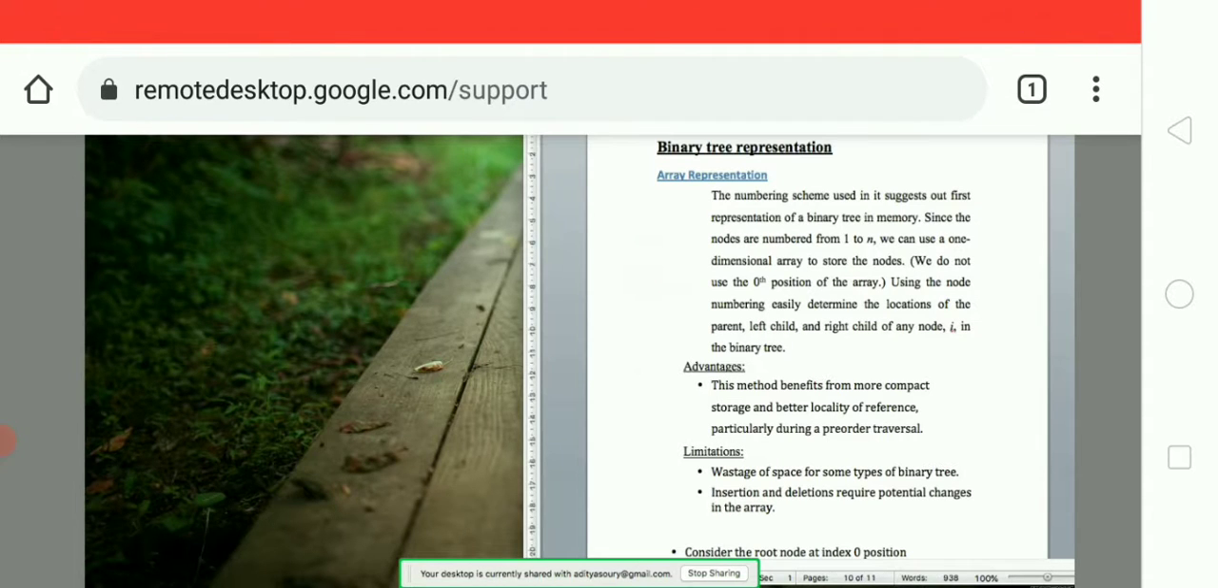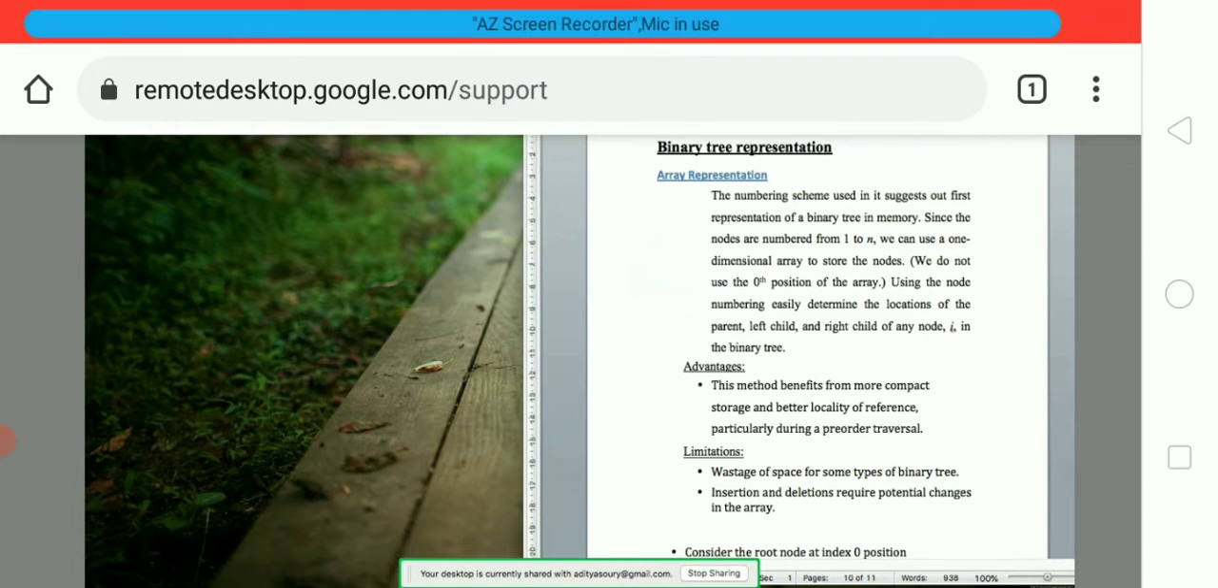Let us see array representation. The numbering scheme used in it suggests our first representation of a binary tree in memory. Since the nodes are numbered from 1 to n, we can use a one-dimensional array to store the nodes. Using the node numbering, we can easily determine the locations of the parent, left child and the right child of any node i in the binary tree.